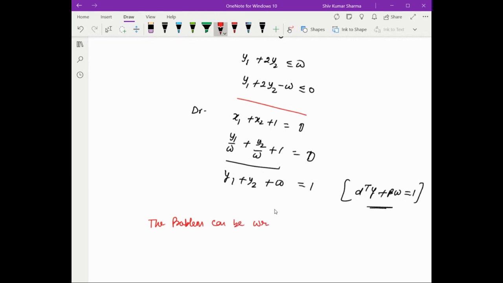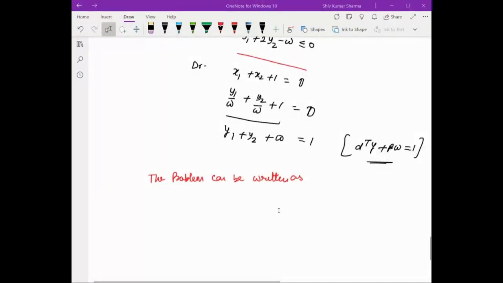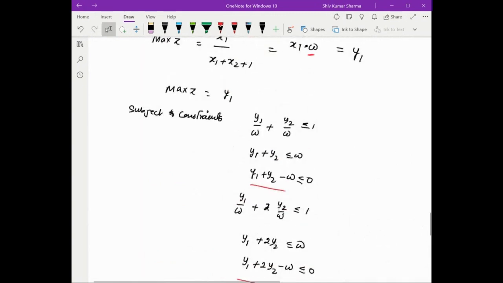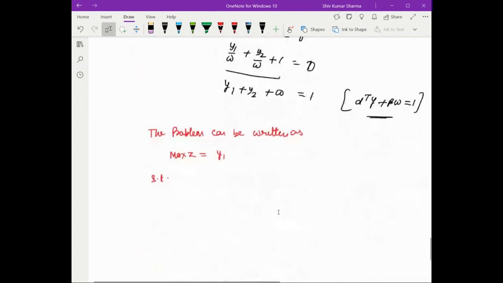The problem can be written as: maximum of z equal to y1, subject to constraints. We make three constraints. The first one is y1 plus y2 minus omega less than or equal to 0.